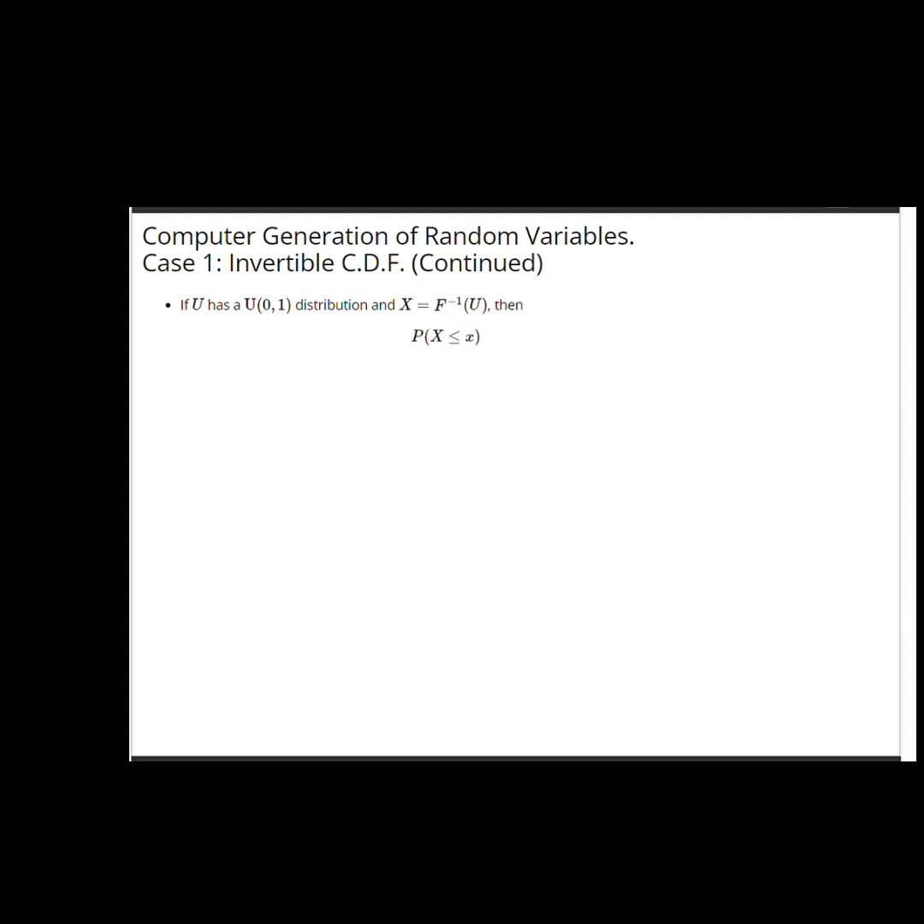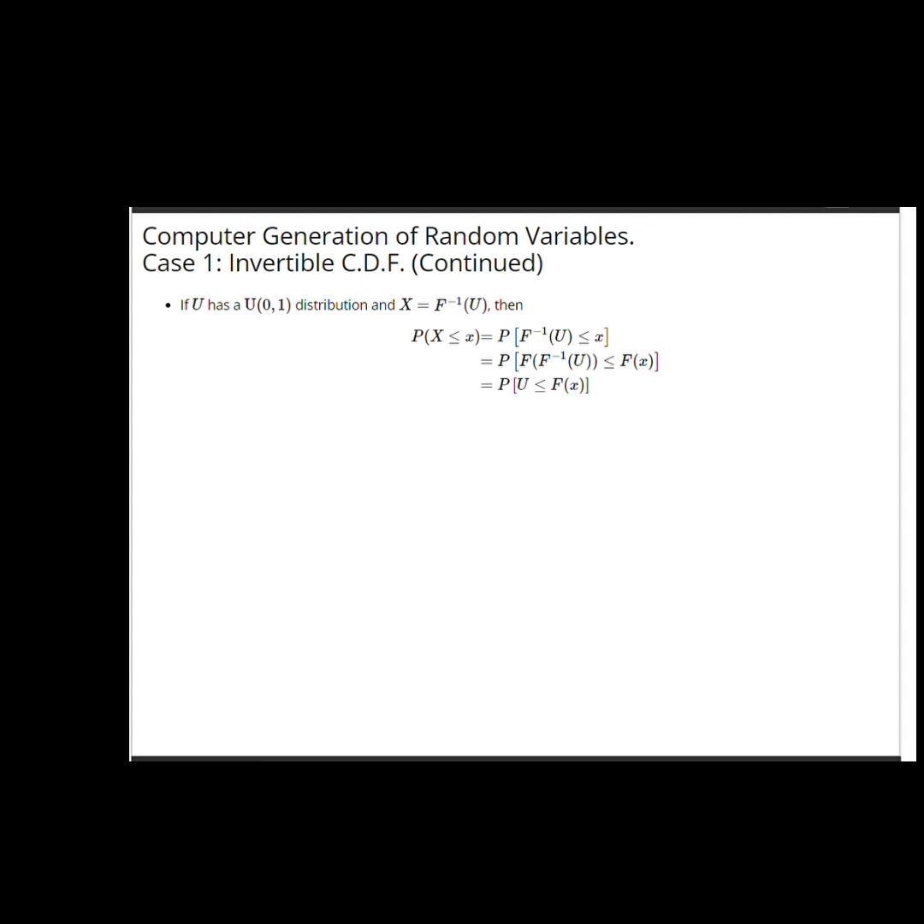The cumulative distribution function is the probability that capital X is less than or equal to little x, or the probability that F^-1 of U is less than or equal to little x. And since capital F is strictly increasing and continuous, this is identical to the statement that F of F^-1 of U is less than or equal to F of x. Because those are identical statements, they have the same probability. Now recall that F of F^-1 of U is just U, since this is a legitimate inverse function. So we get the probability U is less than or equal to F of x.